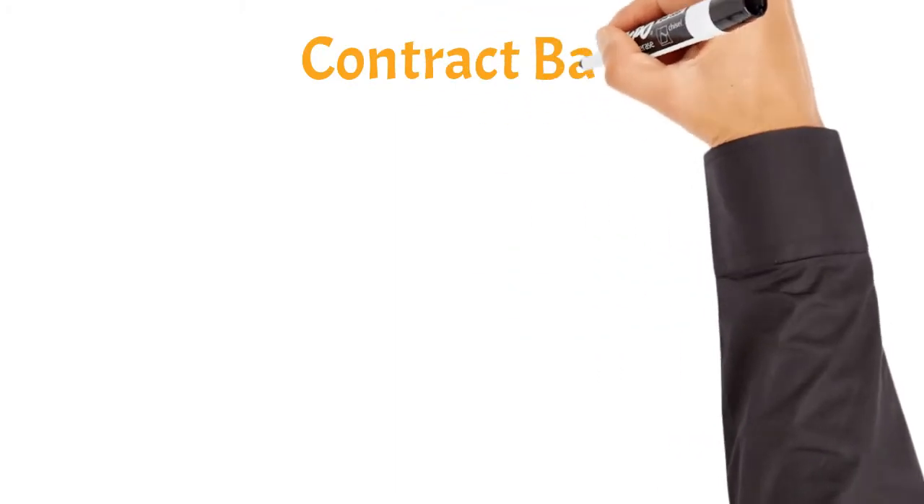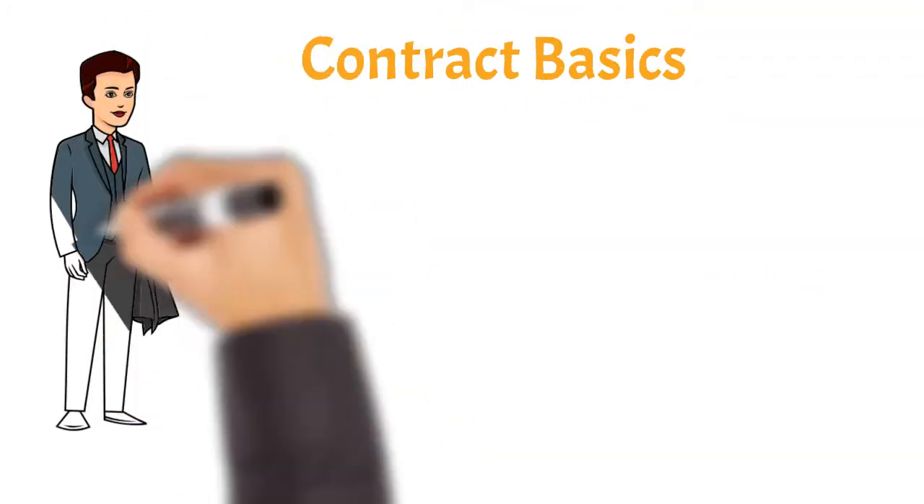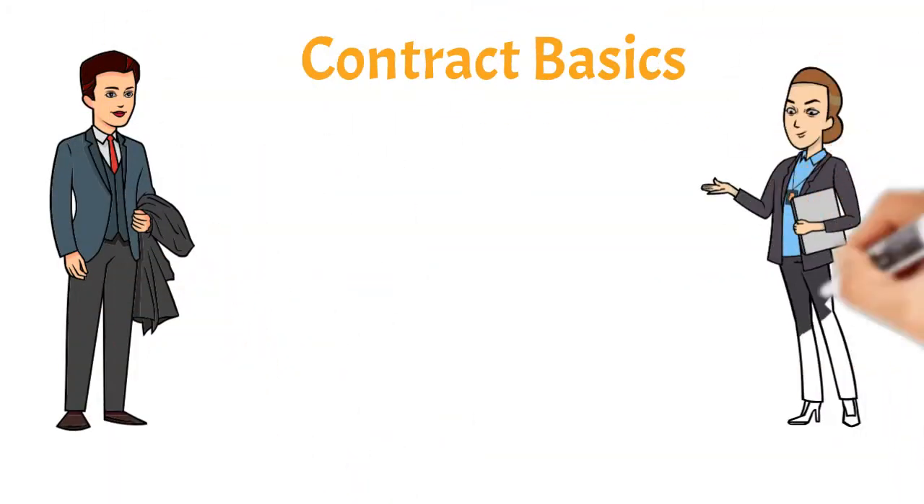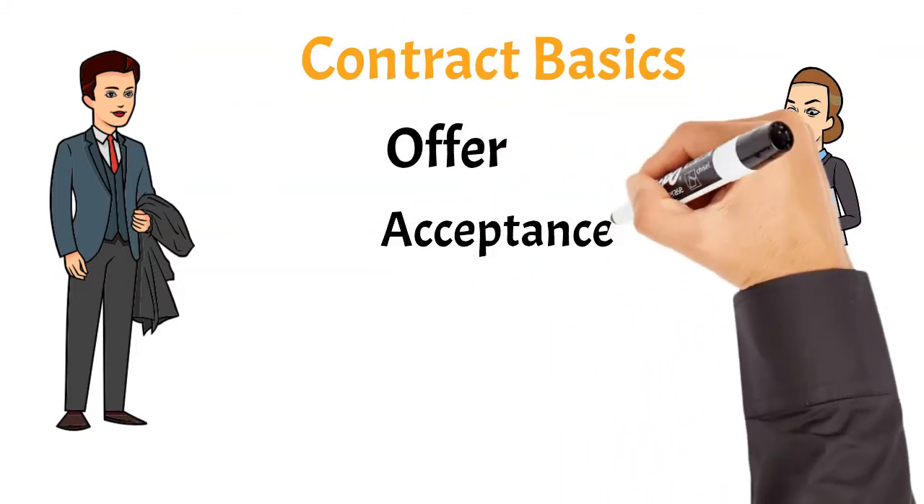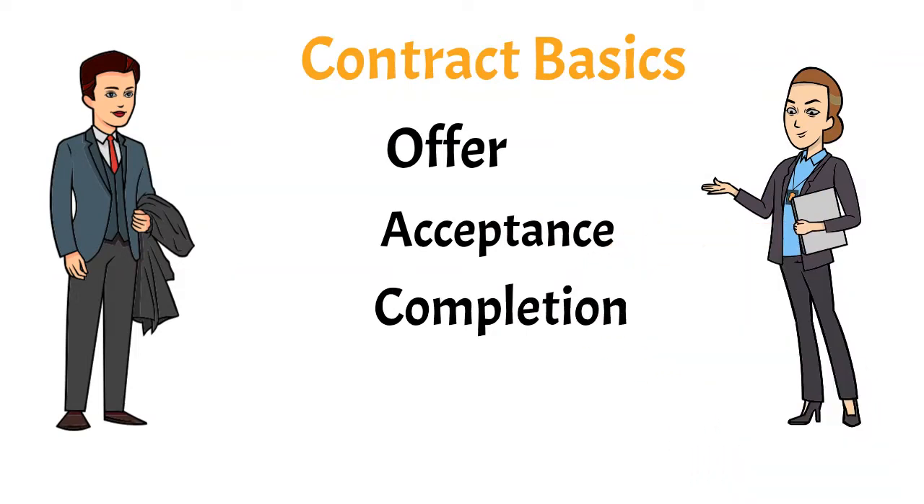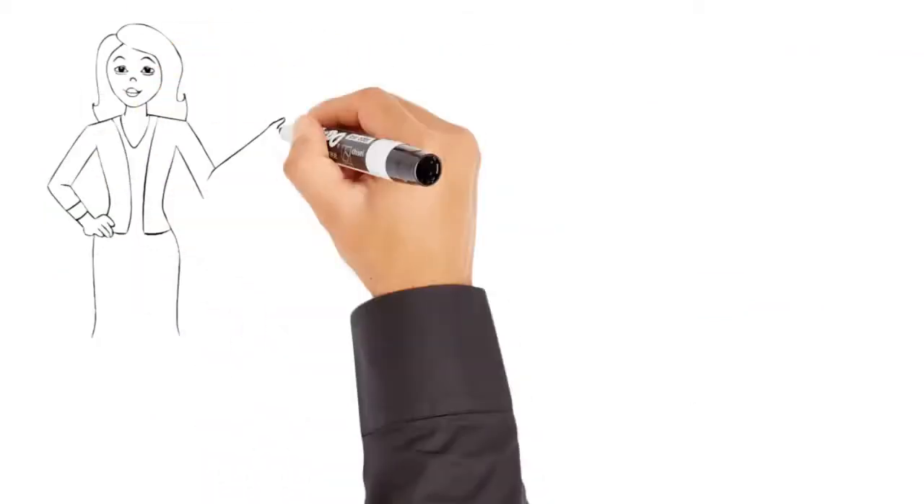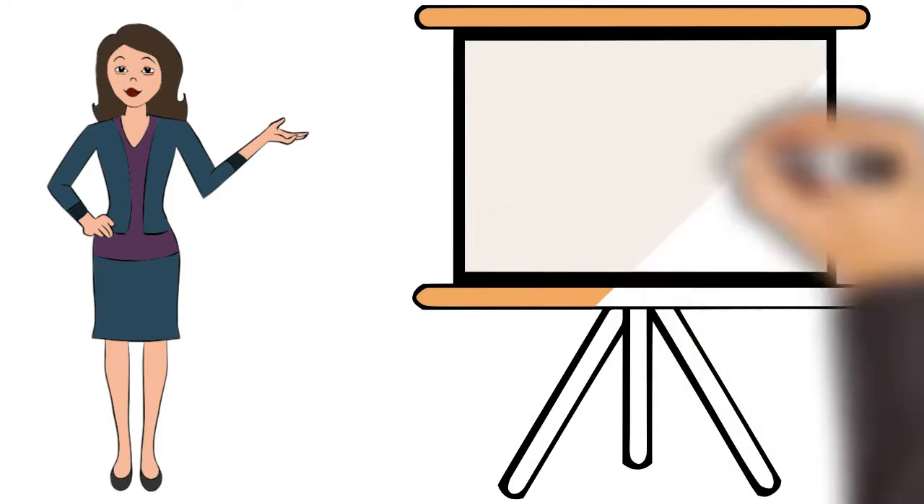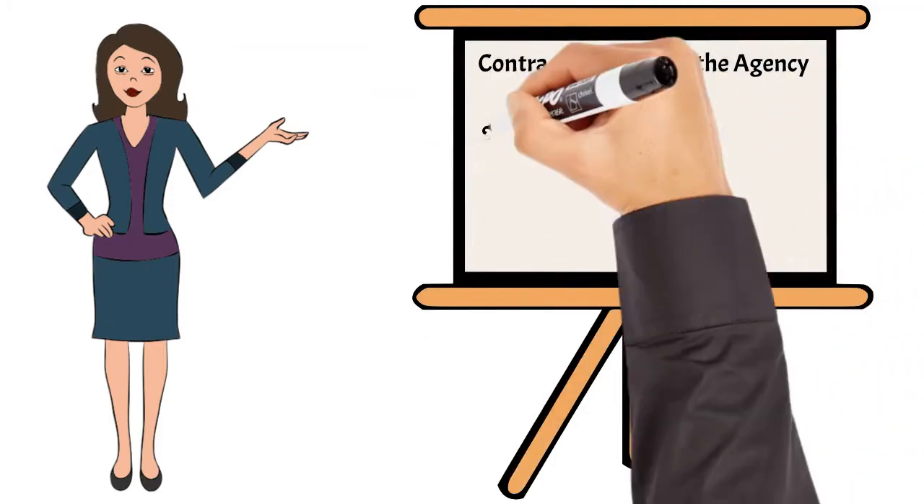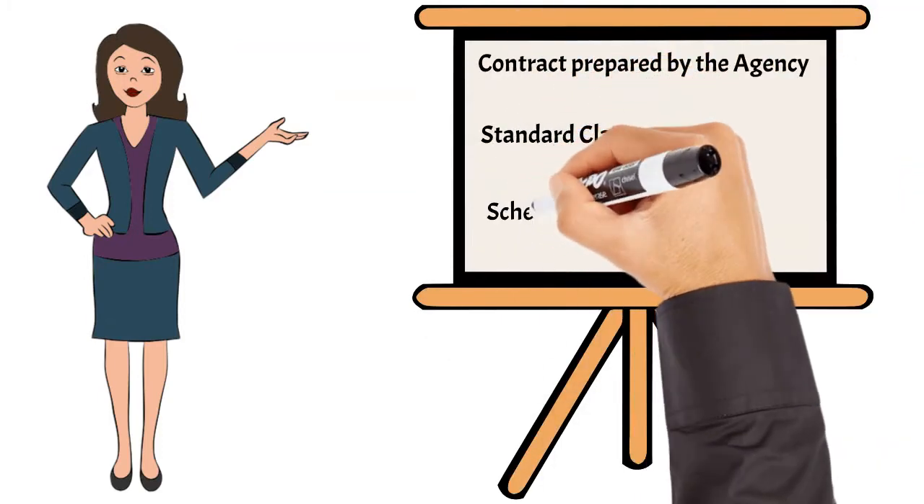A contract is a formal agreement between two parties. For a contract to be valid, it must contain an offer from one party, an acceptance from the other party, and completion by both parties. It also requires informed consent of both parties on the terms and conditions that they are agreeing to enter into. Every agency will have its own flavour of the IT contract that it wishes to use. However, they will all contain some sort of standard clauses as well as a schedule.